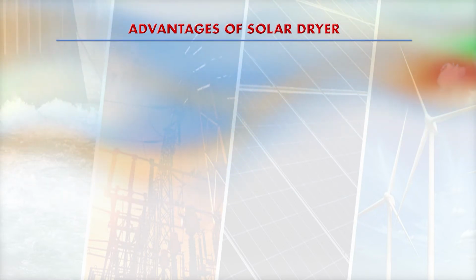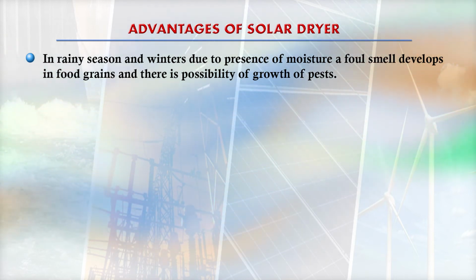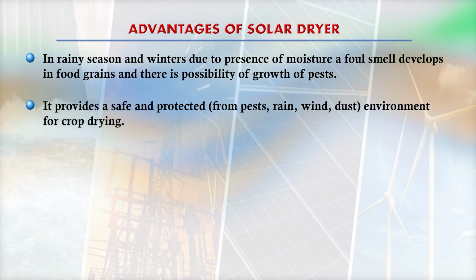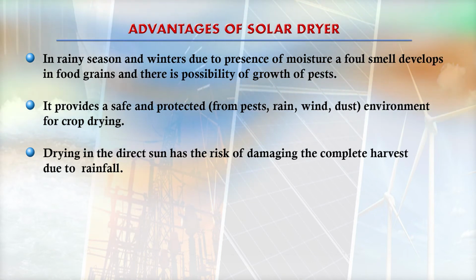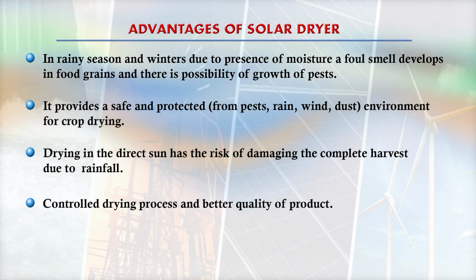Then what are the advantages of a solar dryer? What is the need of a solar dryer? In rainy season and winters, due to presence of moisture, a foul smell develops in food grain and there is possibility of growth of pests. Second, it provides a safe and protected environment from pests, rain, wind, dust, etc. for crop drying. Third, drying in direct sun has the risk of damaging the complete harvest due to rainfall. Fourth, it is a controlled drying process and better quality of product is obtained.